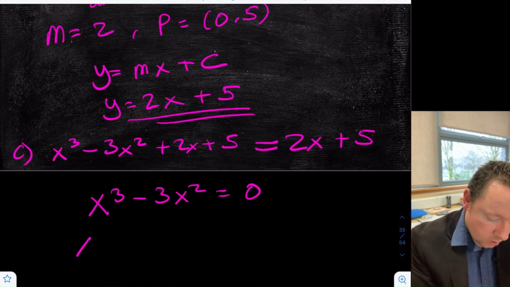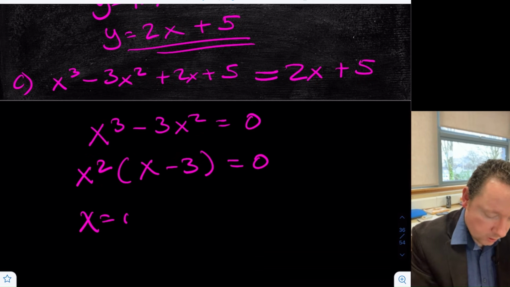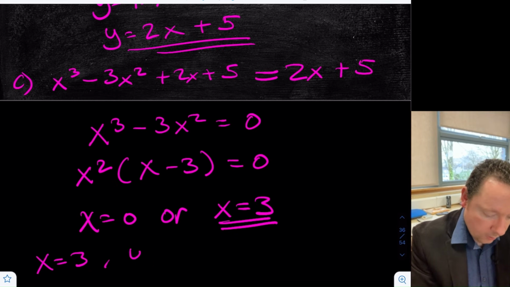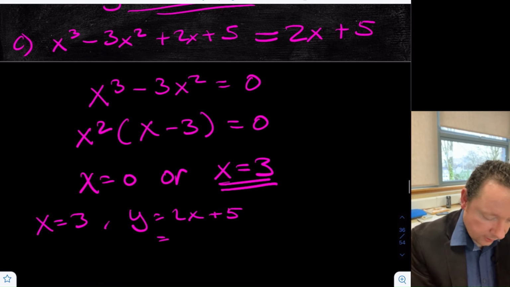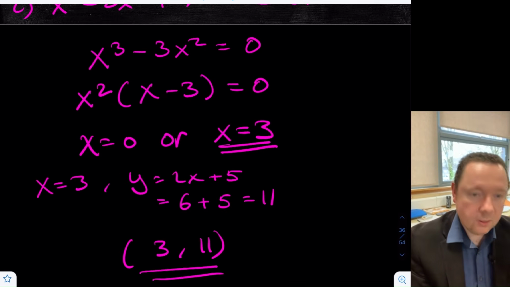Common factor of x squared, so you get x squared times x minus 3. So that means x squared equals 0, so x equals 0, or x minus 3 is 0, so x equals 3. Well, we already know 0 is one of our points, so the second point of intersection is that x equal to 3. So when x equals 3, y equals 2x plus 5, so that is 2 times 3 is 6 plus 5, which is 11. The second point is (3, 11), and we're done there.